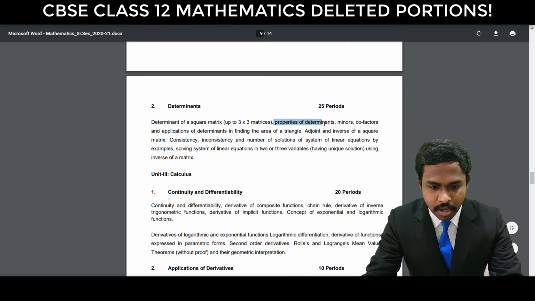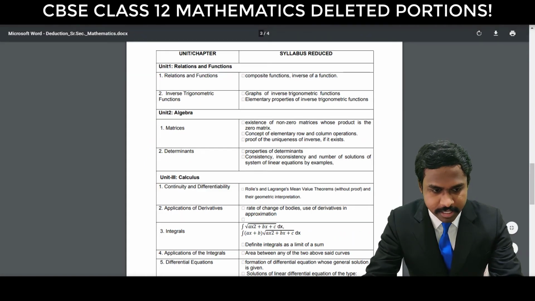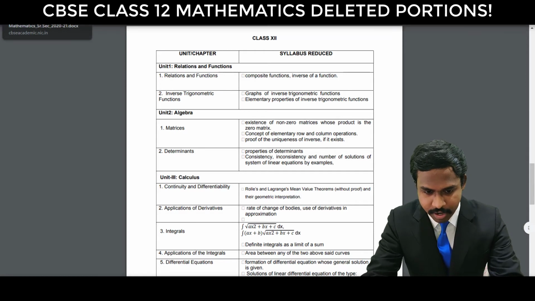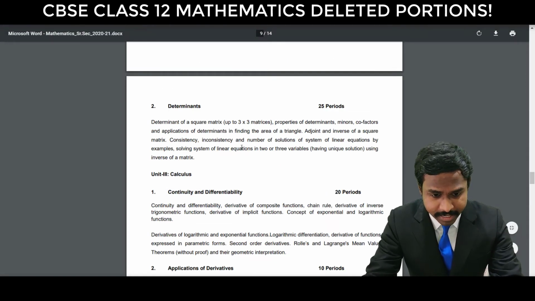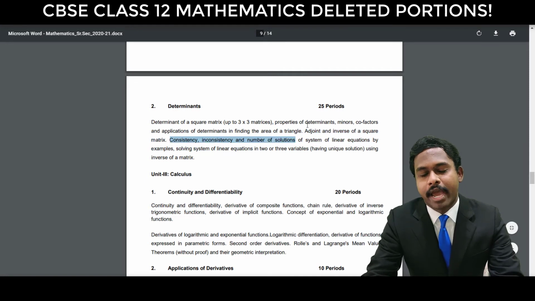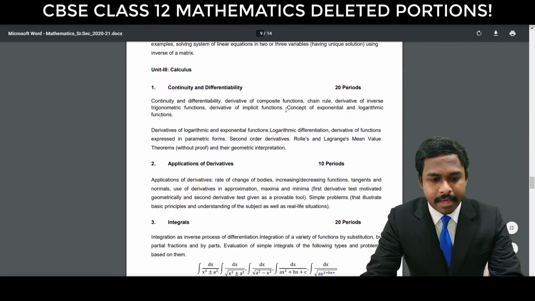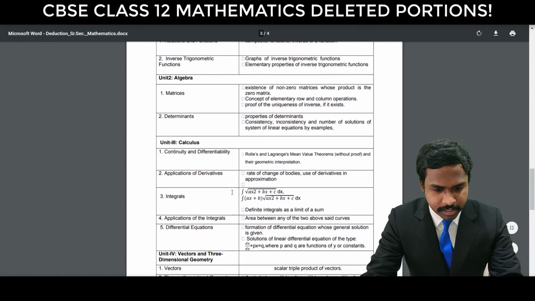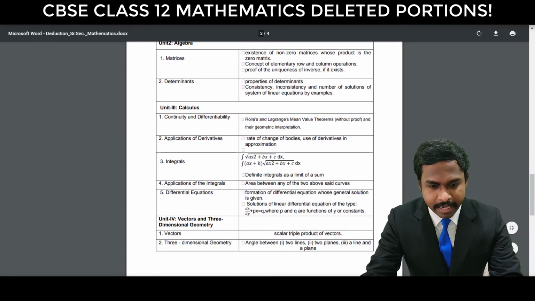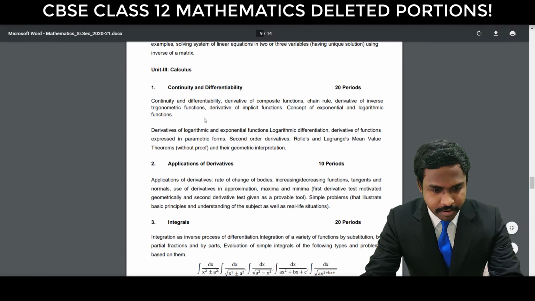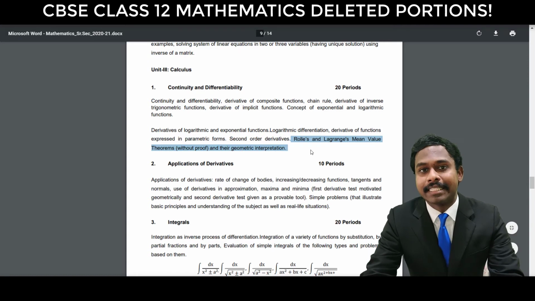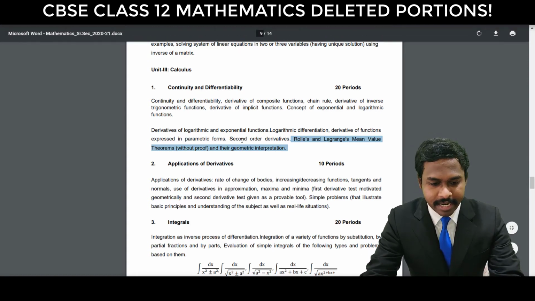So you have to go through these properties of determinants, and also you have consistency, inconsistency, and number of solutions of system of linear equations by example. So consistency, inconsistency, and number of solutions, you don't have to learn these. And then in continuity and differentiability, we have Rolle's and Lagrange's mean value theorem. So this is not there. So Rolle's and Lagrange's and their geometrical interpretation is deleted in continuity and differentiability.